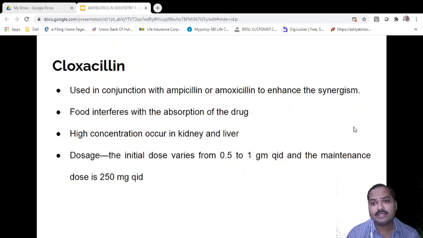A high concentration will occur in the kidney and liver, and about 90 to 95% is bound to the plasma proteins. And the dosage required for the penicillins: an initial dose may vary from 0.5 to 1 gram given QID, with a maintenance dose of 250 mg QID. The drug should be administered 1 hour before or 2 hours after meals, as we have discussed before, to ensure adequate absorption of the drug and prevent interactions.